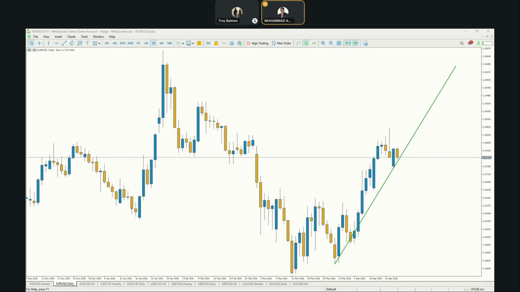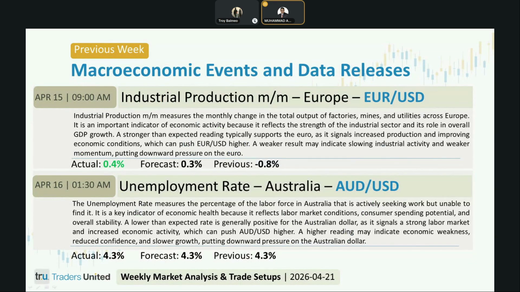Overall analysis and key takeaway: Europe's industrial production rose to 0.4%. This was above the 0.3% forecast and higher than the previous minus 0.8%. The financial data showed a clear recovery in industrial activity. Euro USD moved higher as market sentiment improved. Final key takeaway: the previous number was minus 0.8%, forecast 0.3%, actual number we got is 0.4%. Stronger than expected data supported the euro, and that was the main reason that euro USD moved higher as confidence in recovery increased.